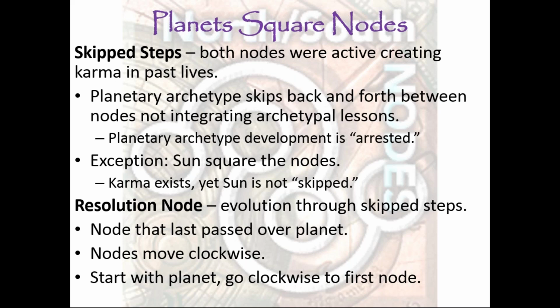Exception, sun square the nodes. There's karma, but the sun is not really skipped because it is the life force of the solar system. We wouldn't be here without the sun. And of course, this resolution node is the bottom line that we have to apply the planet to evolve through those skip steps. And here is just the directions on how you do that again.